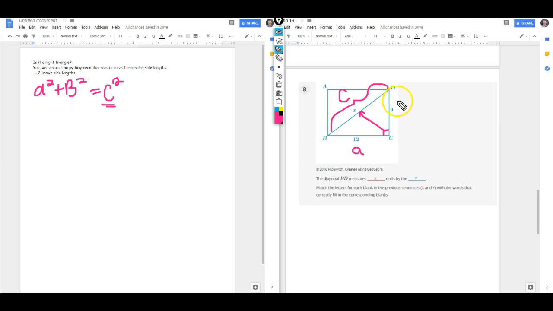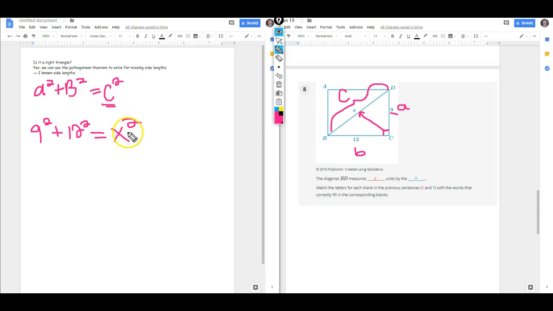This then could be A and this is B, or we could have it switched and this could be B and this could be A. Either one for A and B, that's okay. So I'm going to use substitution. A right here is represented by the measurement of 9. So we have 9 squared plus B, whose side length is 12 units, so that's 12 squared, is equal to C's measurement, which is represented by X, so that's X squared.